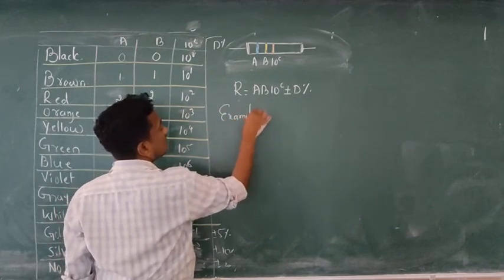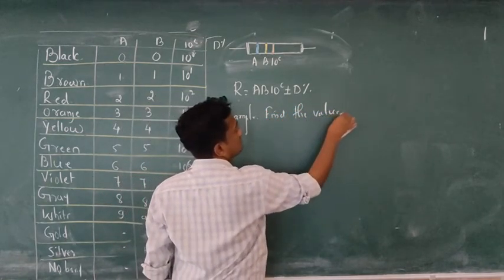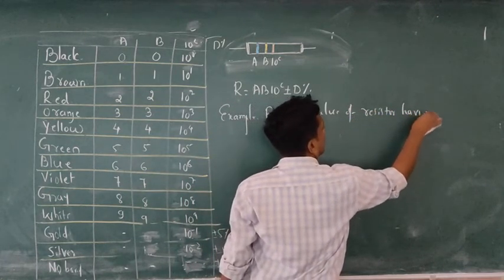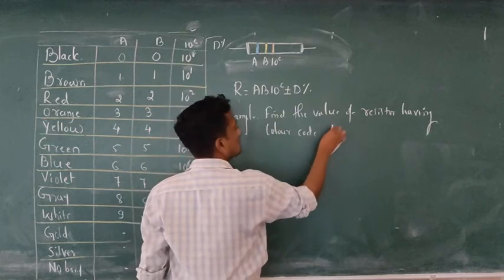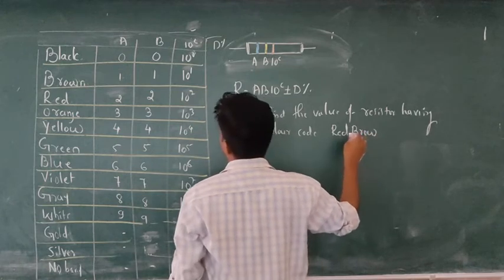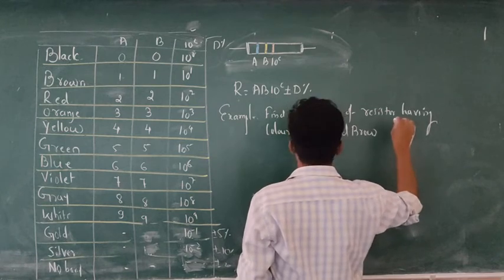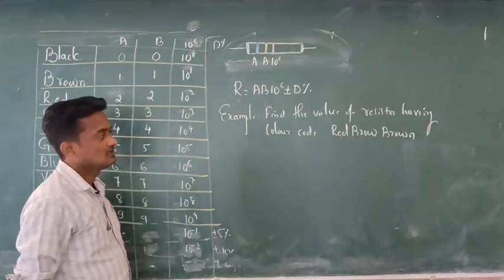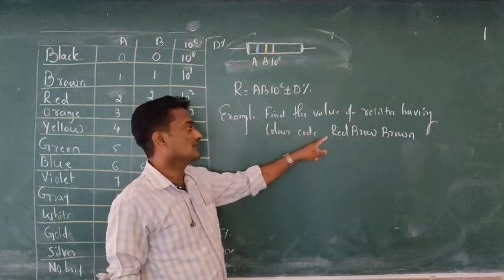Example: find the value of the resistor having color code red, brown, and brown. Red, brown, brown. Right?